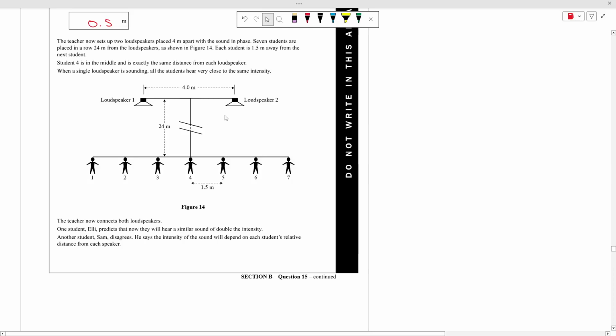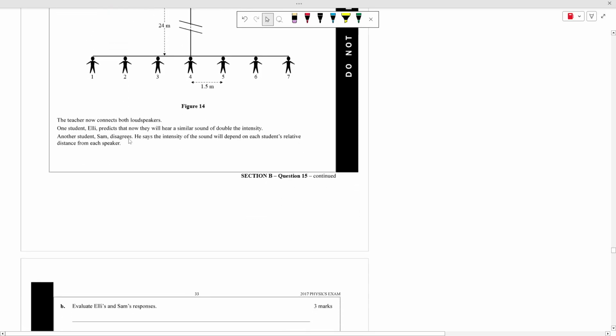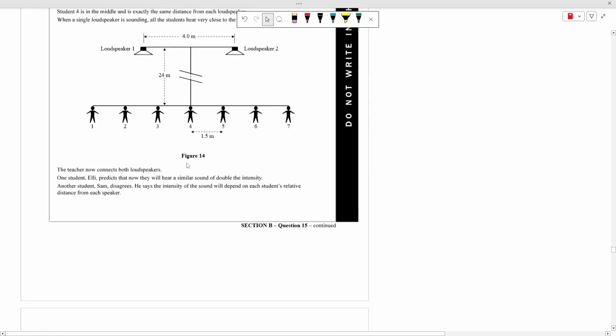The waves spread out, and at certain points they will interfere with each other in such a way to produce regions of constructive and destructive interference. That's your classical interference pattern, okay? So along the lines that we know are nodal lines of interference, there will be very little to no sound, but some of them will have antinodal lines where there is quite a loud sound if you are standing on one of those antinodal lines. So Sam seems to be the one that is correct. The sound will depend on each student's relative distance from each speaker.